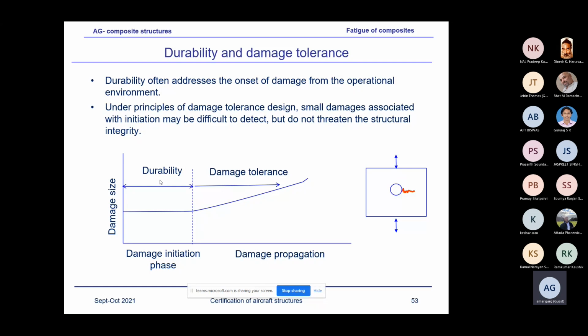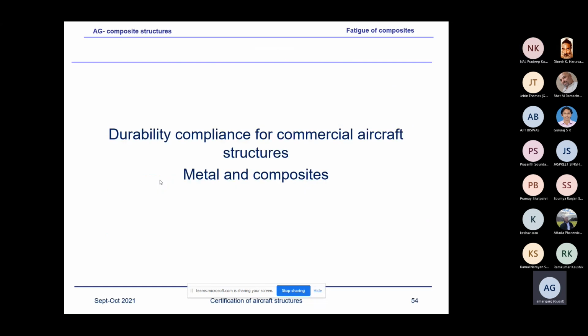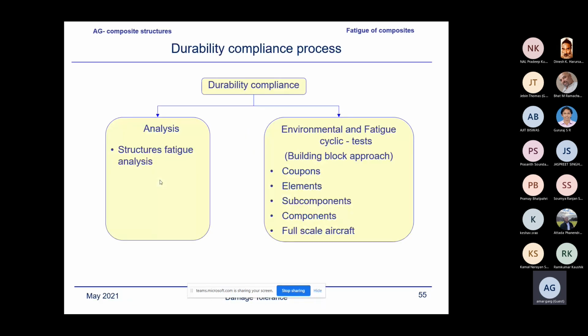Composites and metal. So durability compliance for commercial aircraft structures, metals and composites. I've just included metal here to demonstrate some principles for metals also, not going into the detail. So durability compliance analysis, that is structural fatigue analysis, environmental and fatigue cycles test, building block approach. I won't go into the details. Coupons, elements, and component full-scale test.